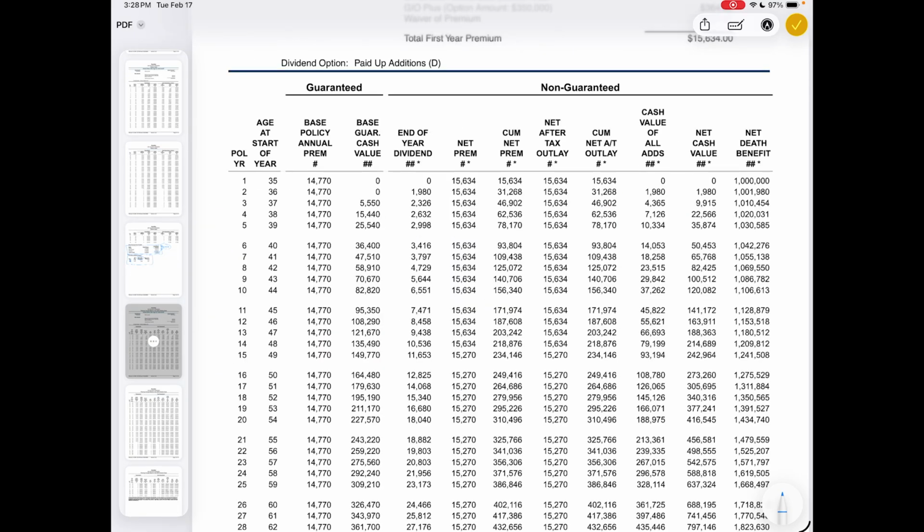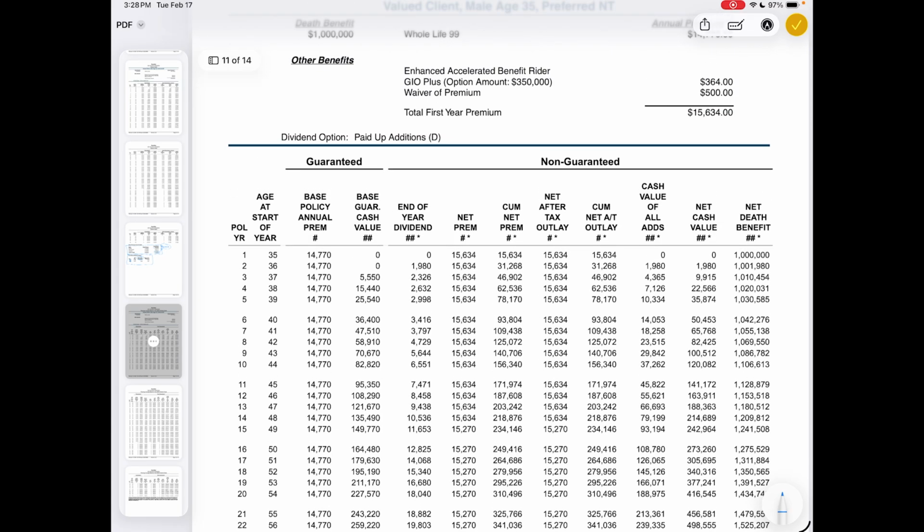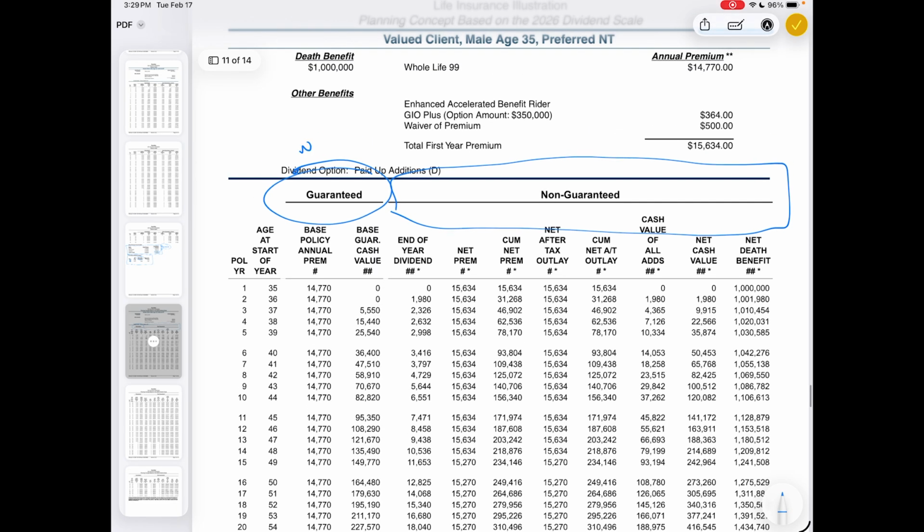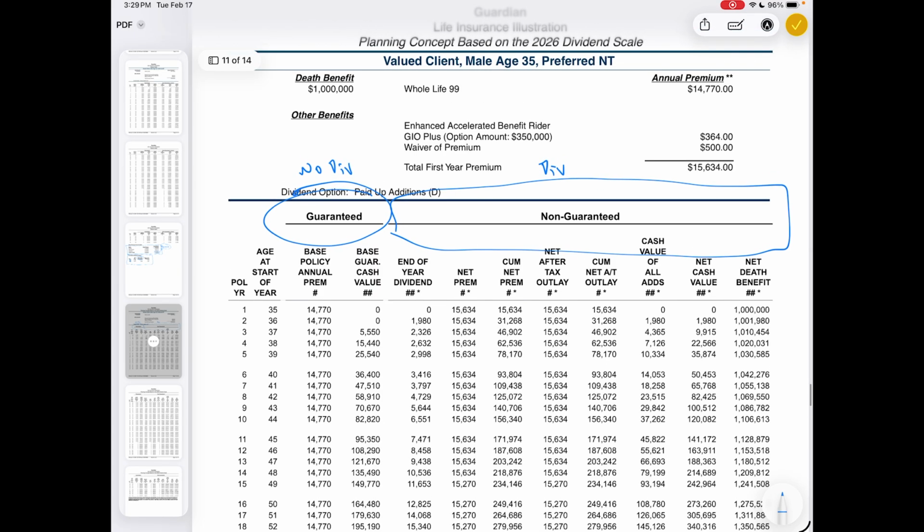Now let's look at the thing pretty much everybody came here to get more information on, and that is the ledger, the attempt to delineate how values will accumulate in the whole life insurance policy. The way the ledgers are presented is going to differ a little bit from company to company, but they're all going to have a lot of the same basic information in them. In this particular case, we have a guaranteed set of columns and a non-guaranteed set of columns. So when it comes to whole life insurance, guaranteed means we're not assuming any dividends, and non-guaranteed means we are assuming the dividend.